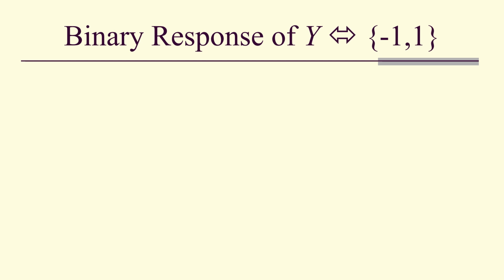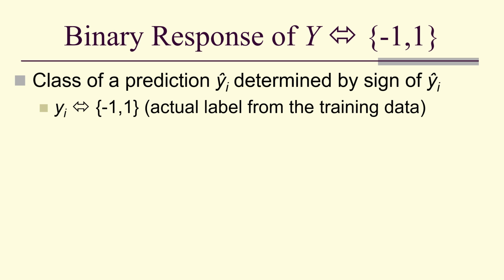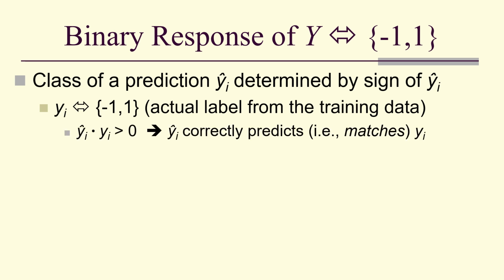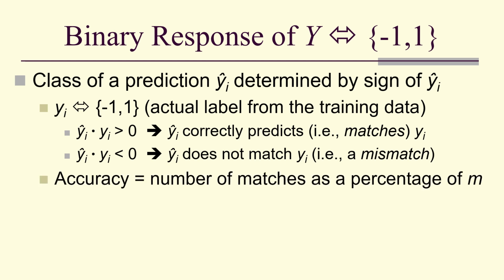So we're using -1, 1 as labels for our responses, for our binary classifier. That means that the sign of the prediction y hat sub i is a prediction of the class. y sub i, the actual, is either a 1 or a -1. Therefore, the product of y hat sub i and y sub i greater than 0 means we have a match, and if that product is less than 0, we have a mismatch.